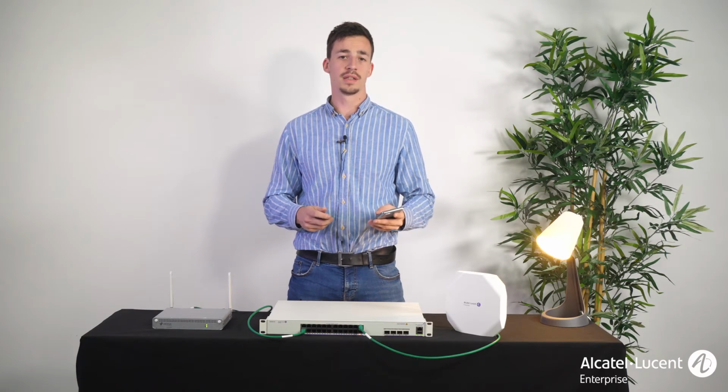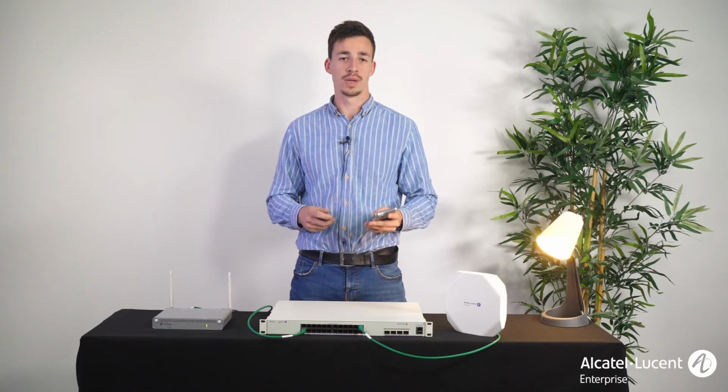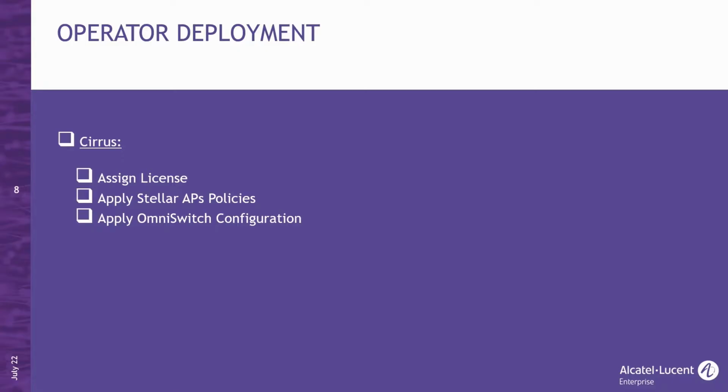In order to verify that the branch is operational, we wait for a couple of minutes to see the blue LED on the Stellar access point. We will follow these steps, such as assigning licenses when the device has reached our OmniVista Cirrus tenant. Then we will apply the policies for the different devices in a few clicks.